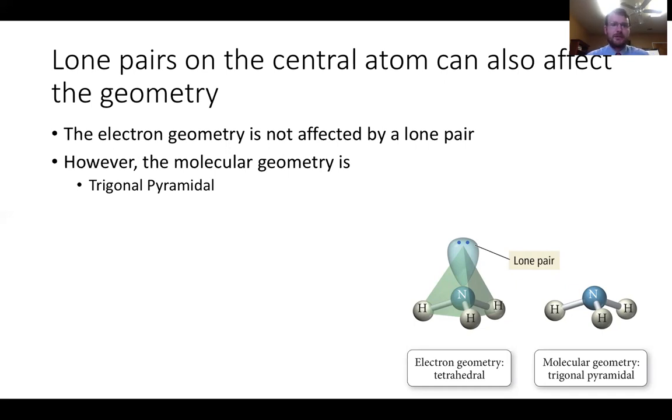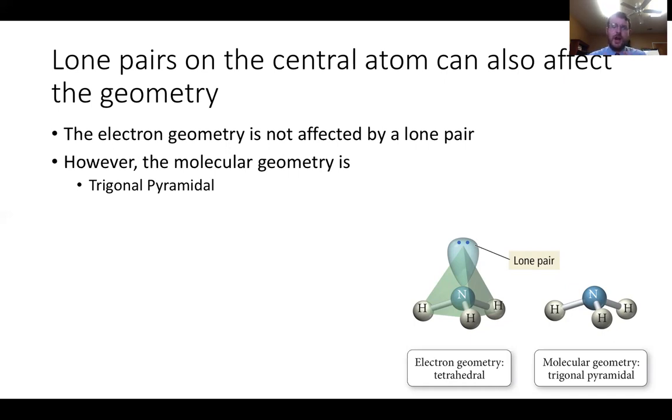The electron geometry is not affected by a lone pair, right? Because the electron geometry we're saying is just electron groups, and a lone pair is an electron group. However, molecular geometry is, and the example we use for that is ammonia gas, which is pictured here on the slide, right?